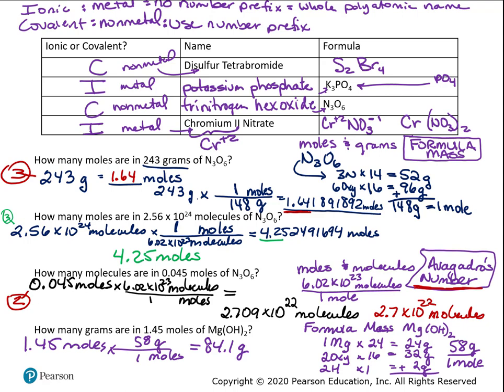If you do it that way, then your units will always cancel and you just multiply everything across the top, divide by anything that's in the bottom. Okay? And then always the last thing is make sure you look at your significant figures in the measured number and round your answer that way. Okay? So a little bit of a review.